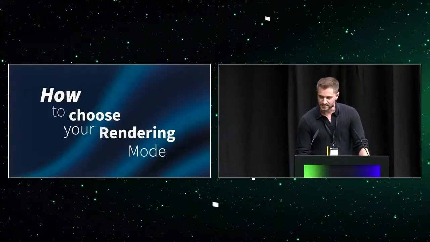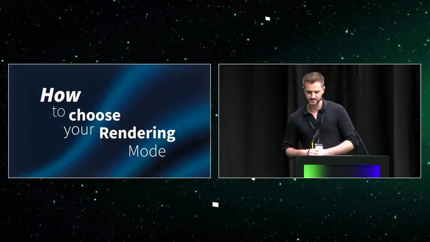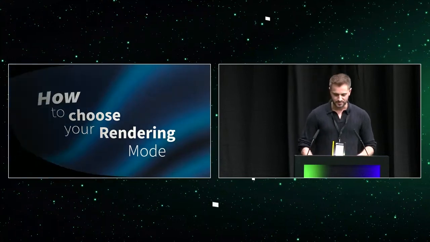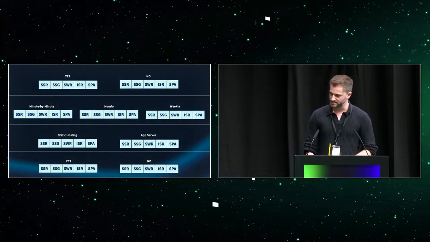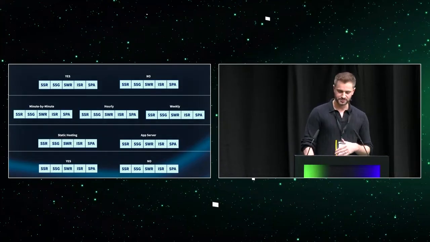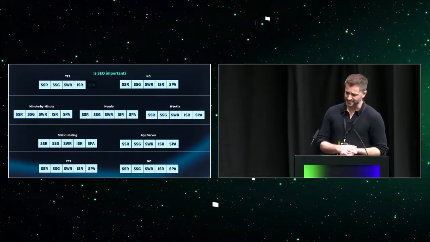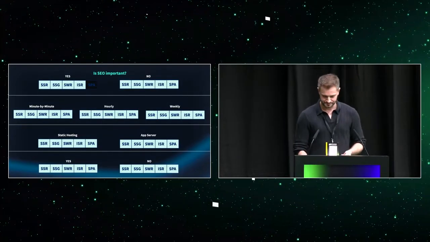So now that we're inundated with all this rendering knowledge, how do you go about choosing the one that is best for you? You might have an idea based off of what you've seen so far, but this chart here is a decent way of getting closer to your answer. You might want to ask yourself a series of questions. The first would be, is SEO important to you? If it is, you probably don't want an SPA.